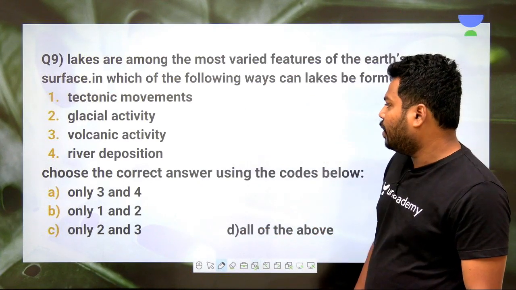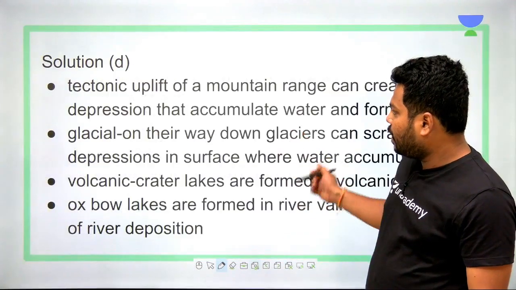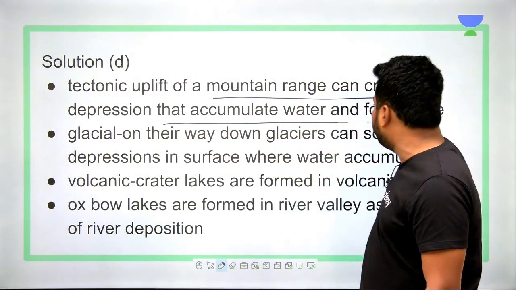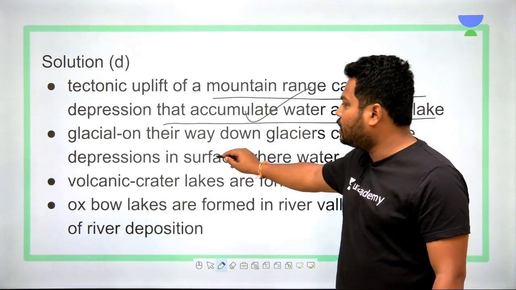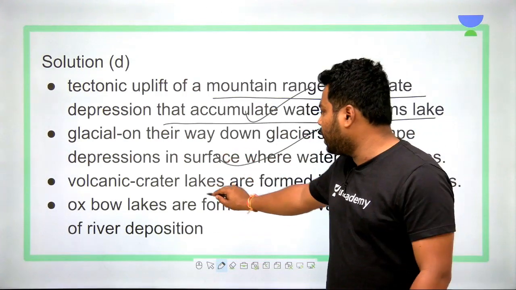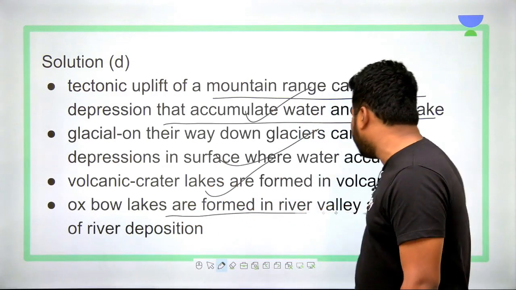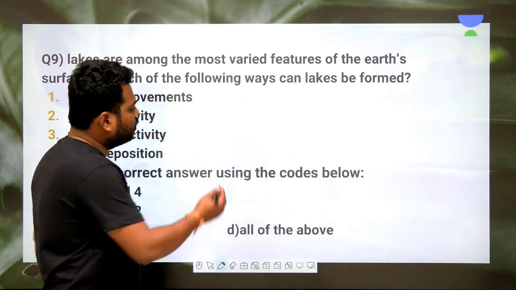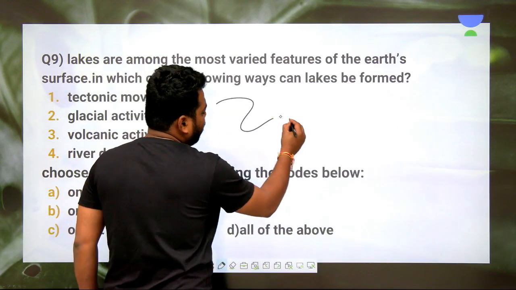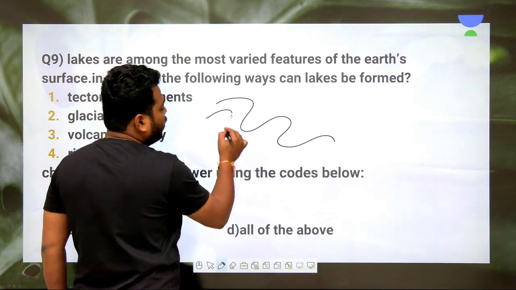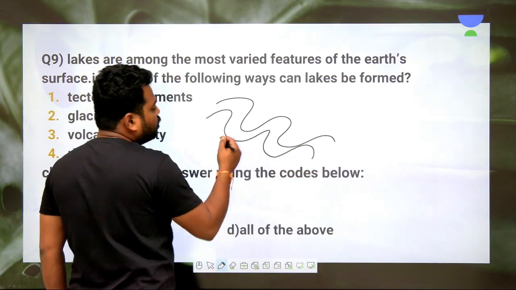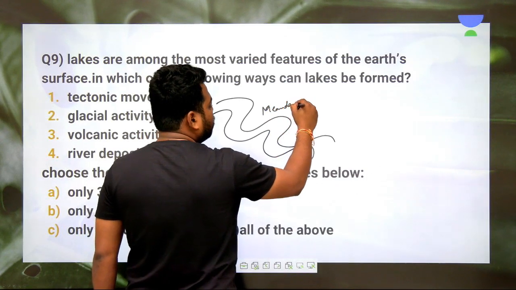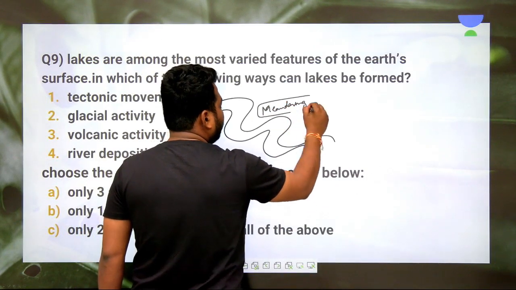Next, tectonic uplift of mountain ranges can create depressions that accumulate water and form a lake. This is also true. As I have said, glacial trough lakes, volcanic crater lakes, and oxbow lakes are formed. What are oxbow lakes? I'll try to explain this here. Clear? So a river in its course, when it is moving in this course, this is called river meandering.